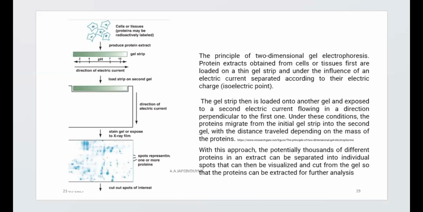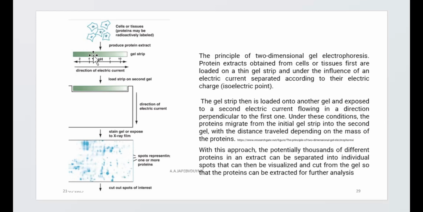Here is the schematic diagram that shows you have cells or tissues from which you have extracted the proteins. Maybe these proteins are radioactively labeled or fluorescently labeled, it depends. Of course, when you say protein extract, it is totally free of all other unwanted or contaminating molecules. And then you have to separate it, so you are going to take it to isoelectric focusing. A long strip of gel is there on which you are going to run the proteins. Of course, it's a gradient gel. How it is prepared, we will discuss next.